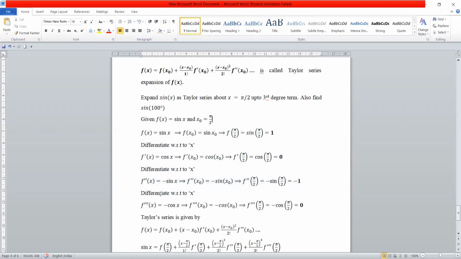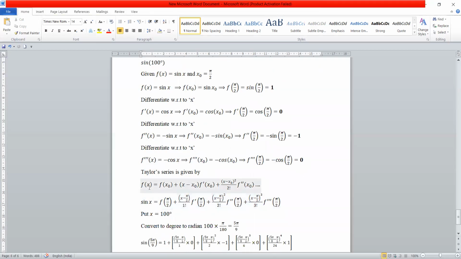Differentiate the above function with respect to x again. So f double dash becomes f triple dash of x, minus keep it as it is, sin x differentiation is cos x. Assigning x as x naught, f triple dash of x naught is equal to minus cos of x naught. Substituting x naught value as pi by 2, f triple dash of pi by 2 is equal to minus of cos pi by 2, and cos pi by 2 value is 0. Here it was said up to third degree term, so it is enough.